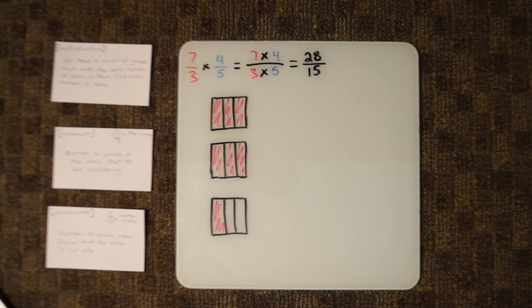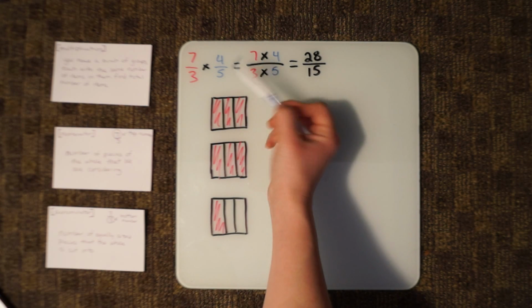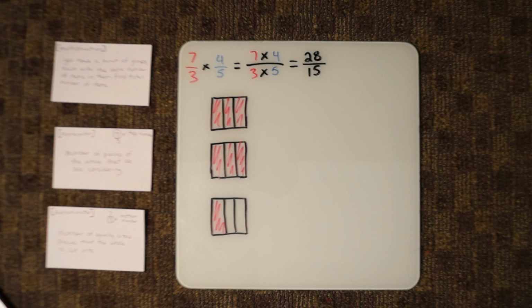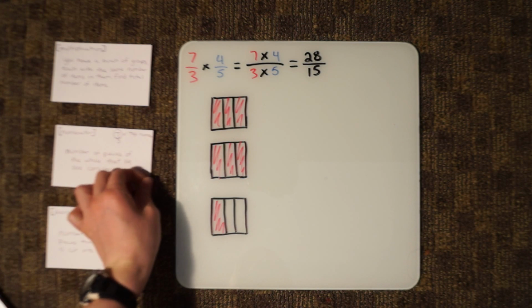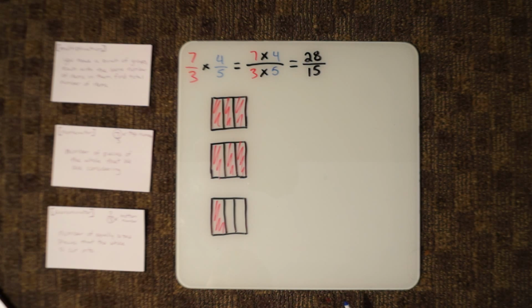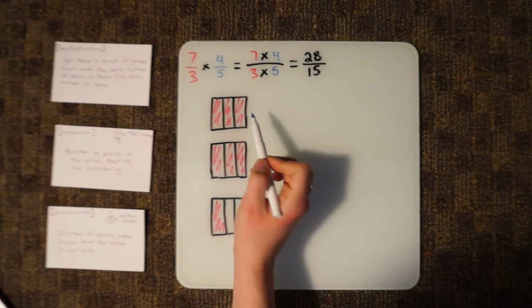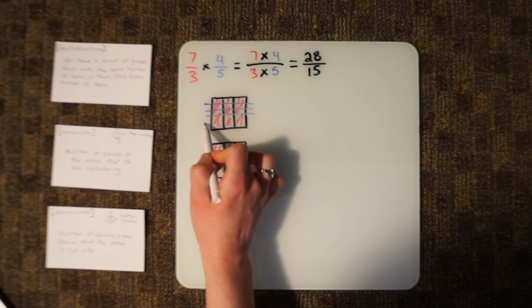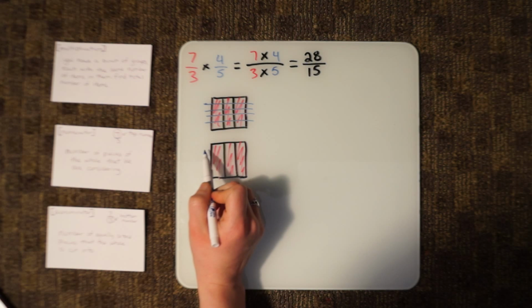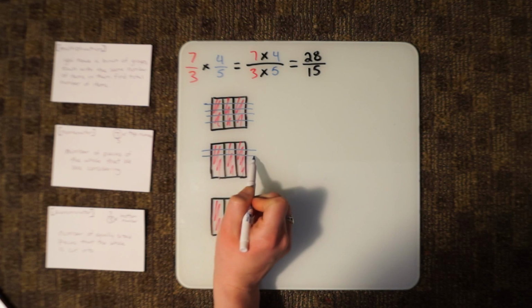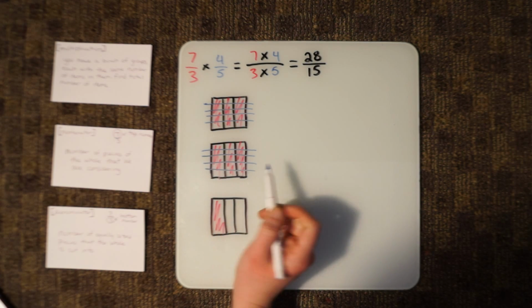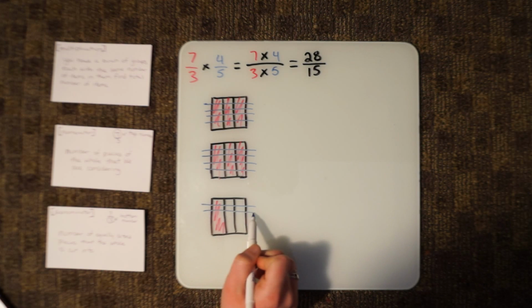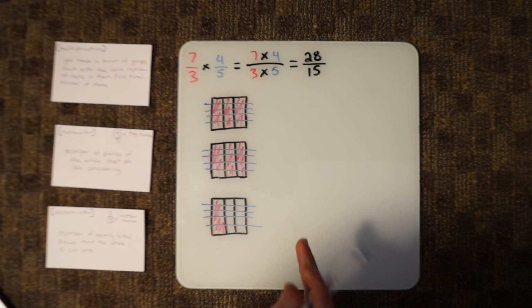Our next step is to work with 4/5. So our picture right now does not have fifths as the number of pieces that make up the whole, so we'll have to split what we have into 5 parts. To do that, we'll go sideways and go 1, 2, 3, 4, 5. Do that with these as well. 1, 2, 3, 4, 5.